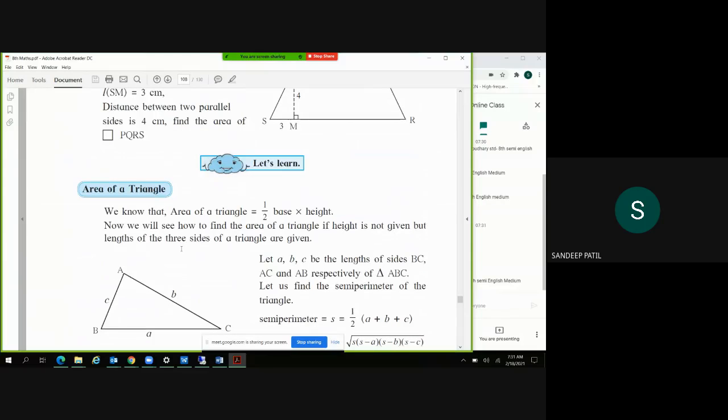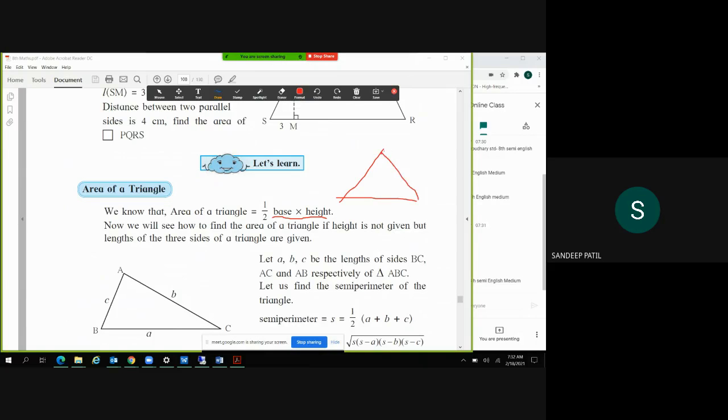Regarding area of triangle, we know the area is base into height, right? For any triangle, if we know the base and the height, something like this, where this is the base and this is the height, we can calculate the area. Now we'll see how to find the area of a triangle if the height is not given, but the lengths of all three sides of the triangle are given.